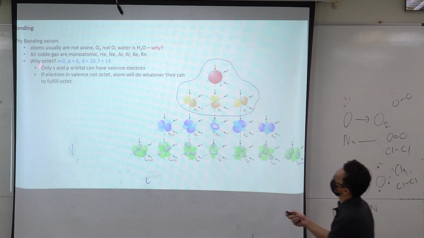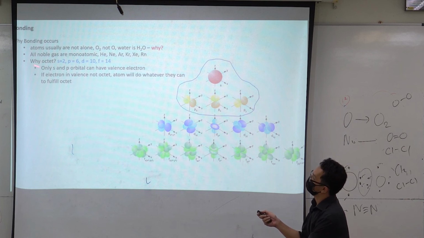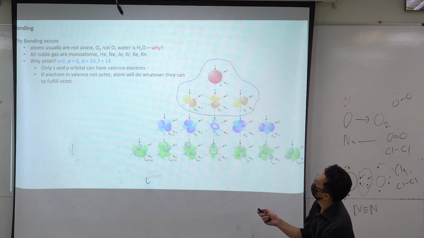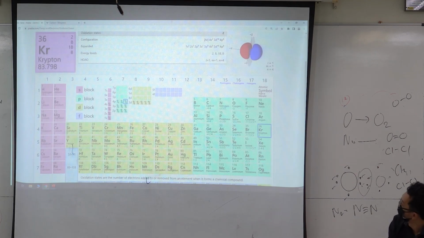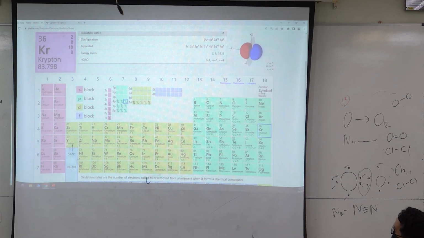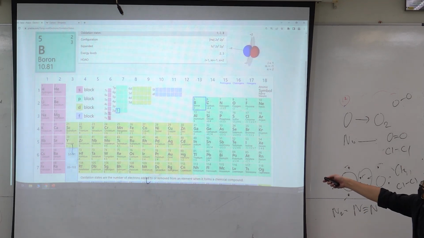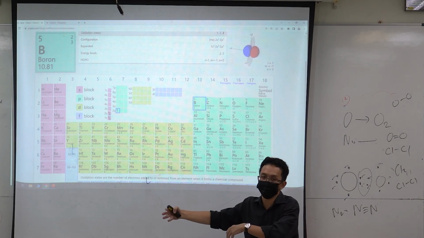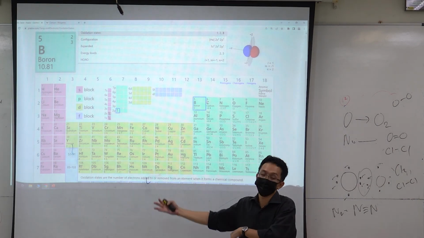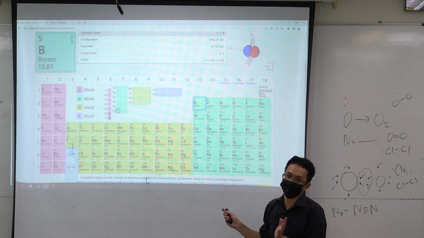If the valence electrons are not an octet, the atom will do whatever it can to fulfill the octet. Electrons will do whatever they can. For example, if you look here, if I go to carbon, you have boron here. Boron's valence shell has 3 electrons, not an octet. So boron will always make compounds with other things, either with another boron or another element. They cannot exist alone like that.